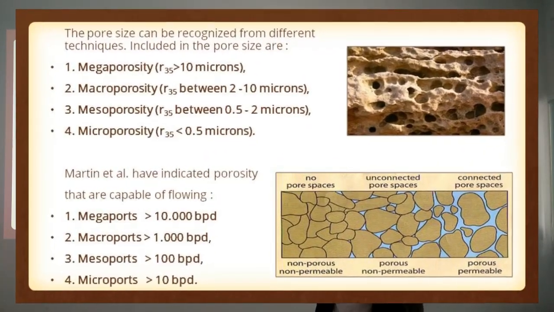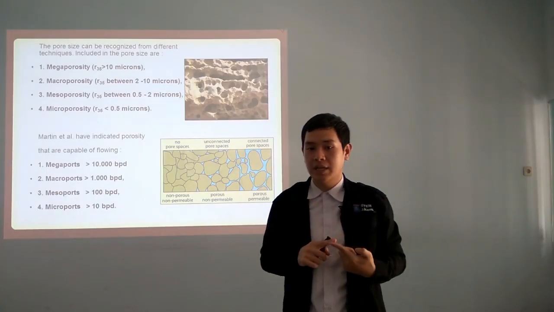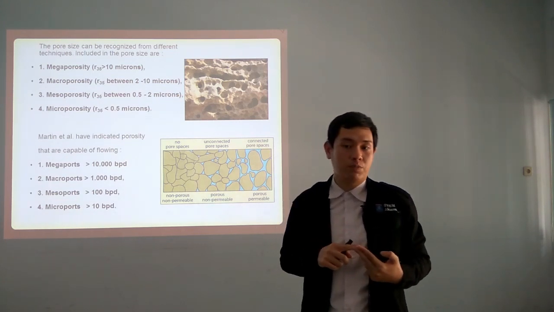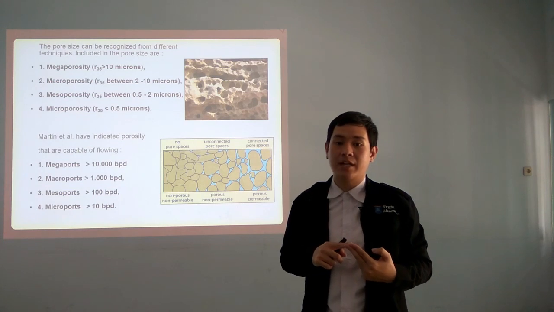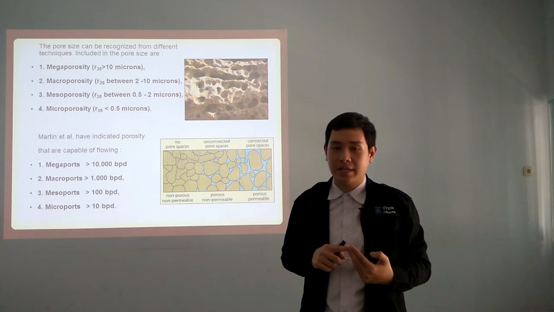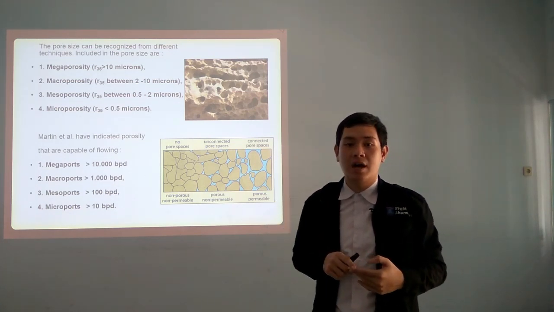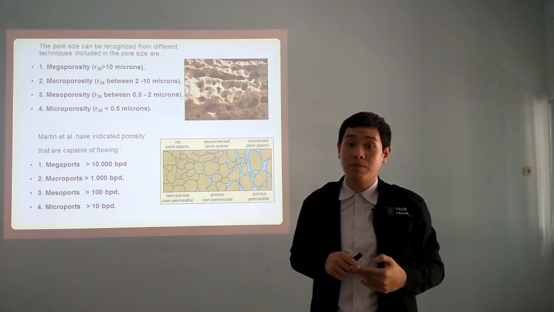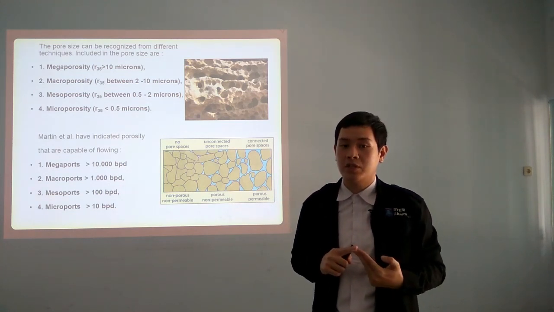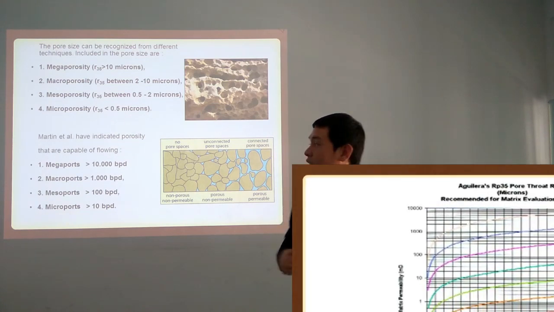Included in the pore size are megaporosity, radius above 10 microns; macroporosity, radius between 2 and 10 microns; mesoporosity, radius between 0.5 and 2 microns; and the last is microporosity, radius below 0.5 microns. Martin et al. have indicated that megapores are capable of flowing tens of thousands of barrels per day, macropores thousands of barrels per day, mesopores hundreds of barrels per day, and micropores tens of barrels per day.